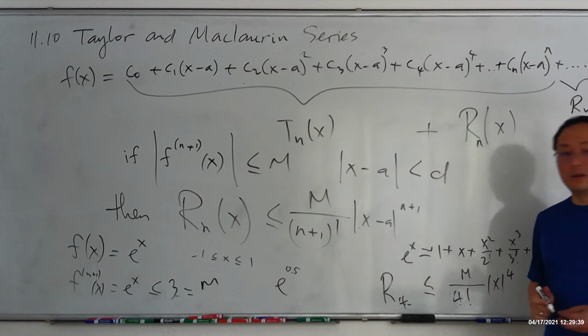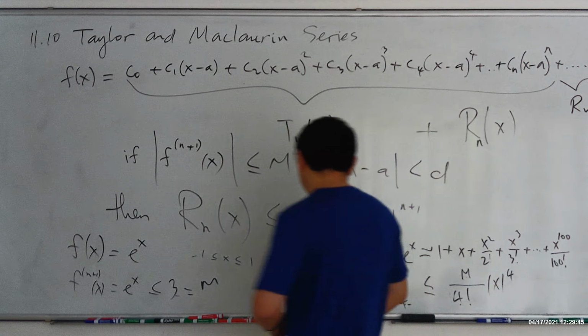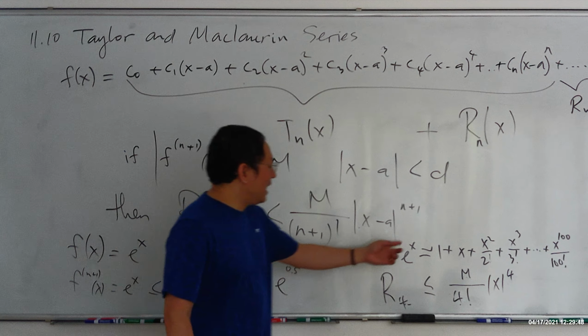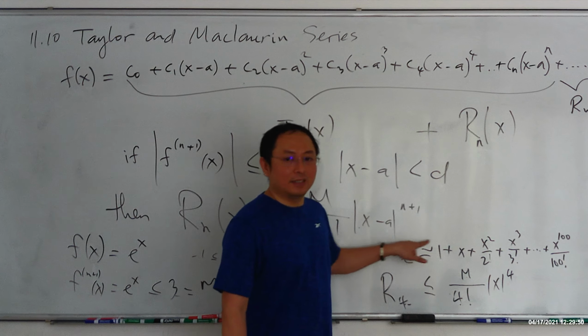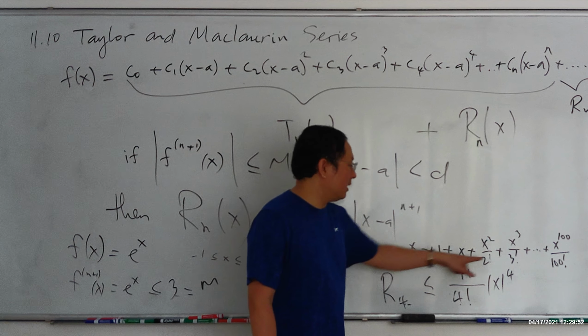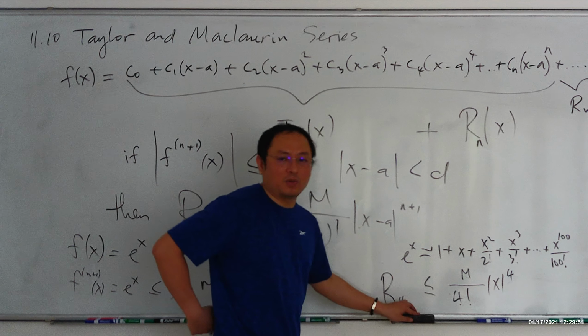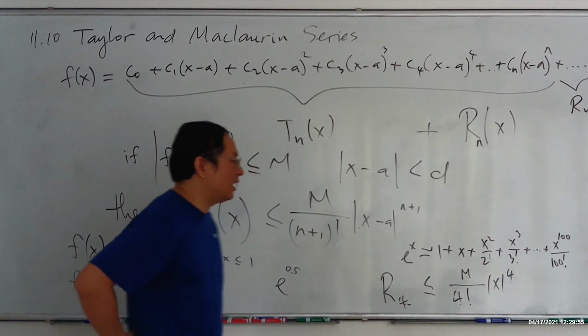For e to the 0.4, that is a very good approximation. What if you want to approximate e? Then you plug in x equal to 1, right? e to the 1 is just e, and then you use like 4 or 5 decimals. It's a very good approximation. Okay.